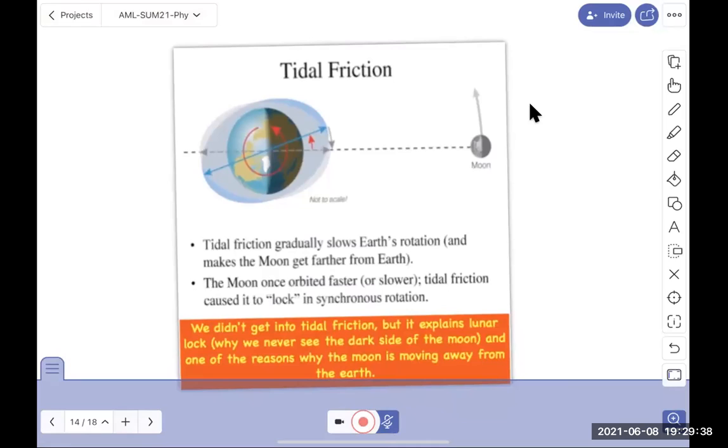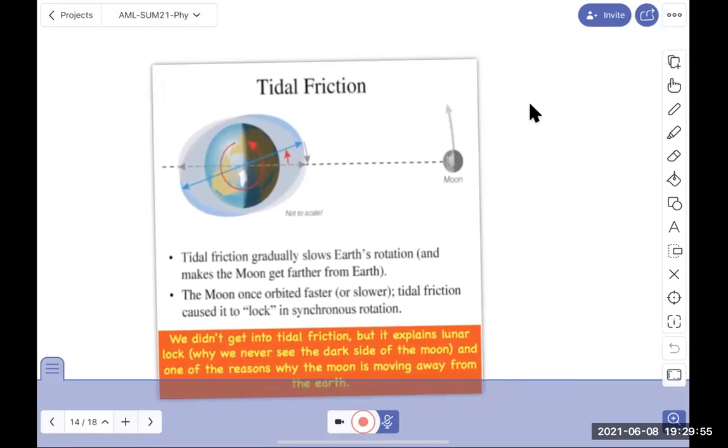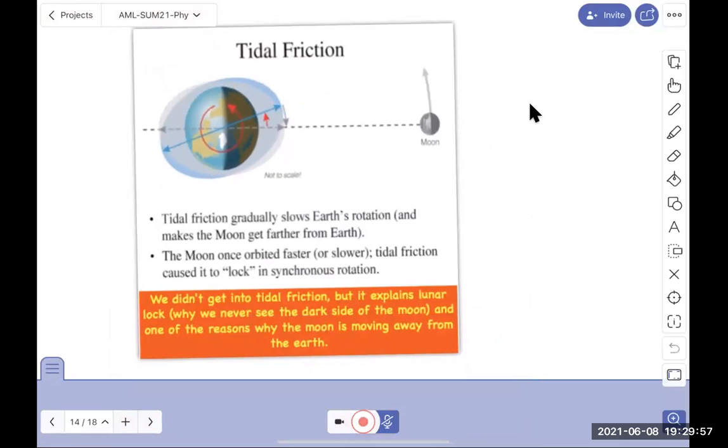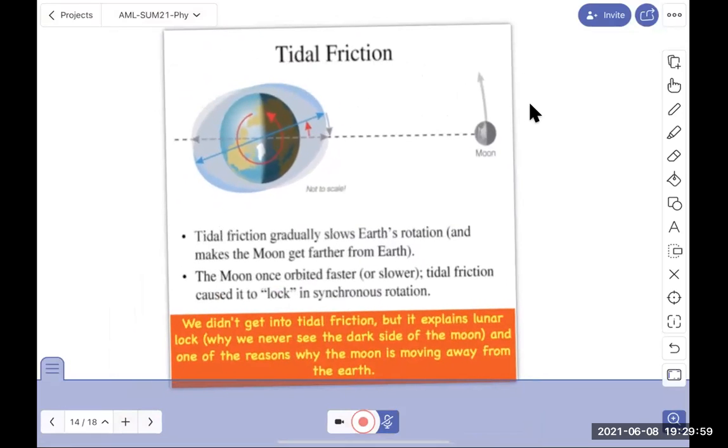The moon used to orbit faster. Tidal friction has caused it to lock into synchronous rotation, so it rotates at the same rate we do, so that we only see one side of it. We never see the other side. So tidal friction is also what's causing the moon to move further away.